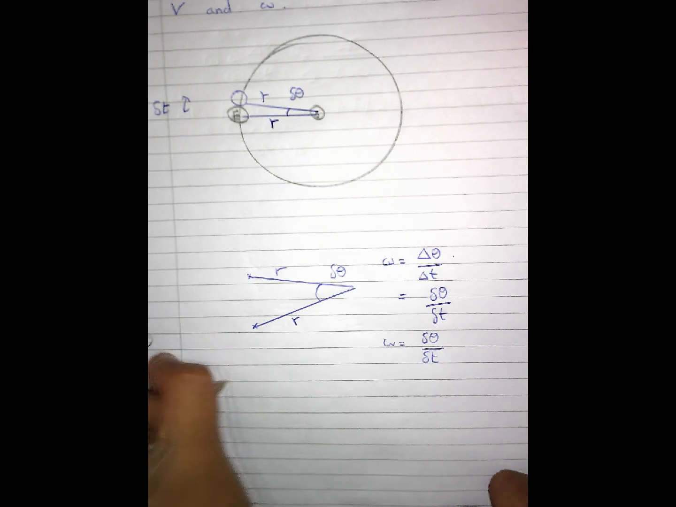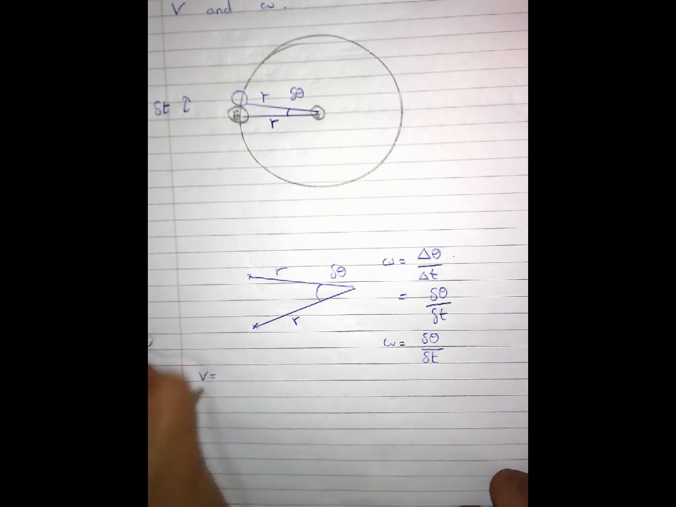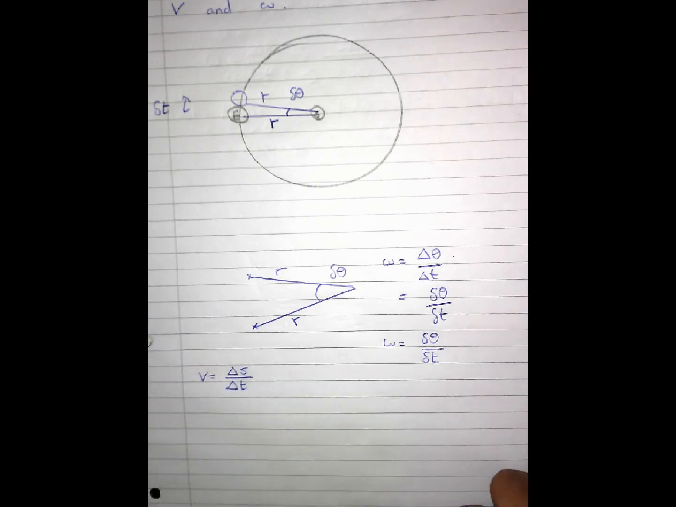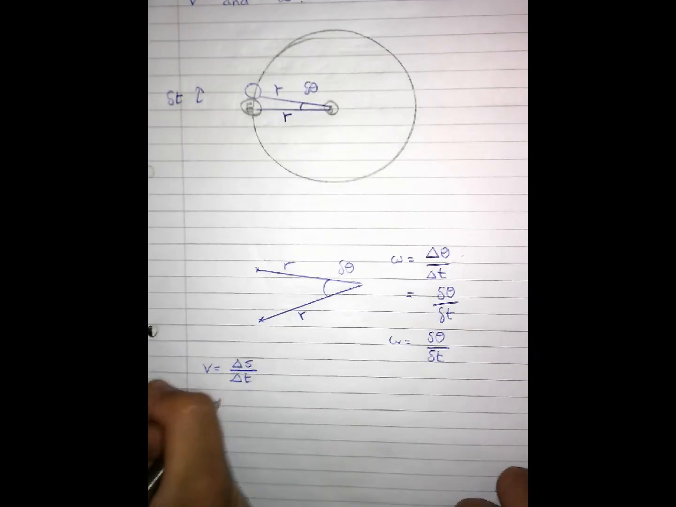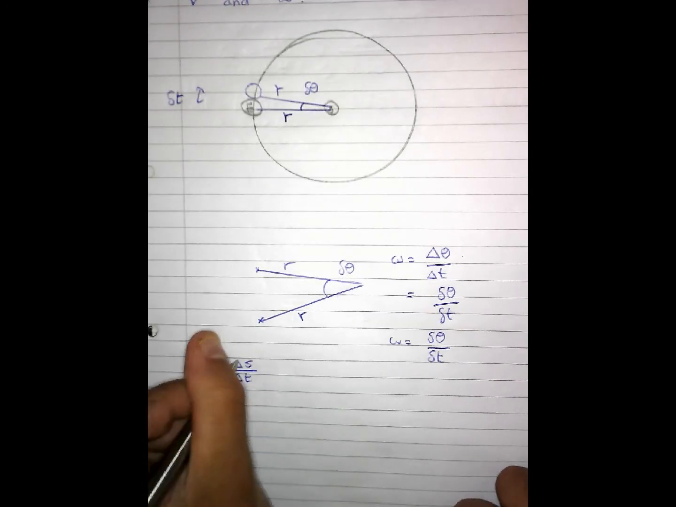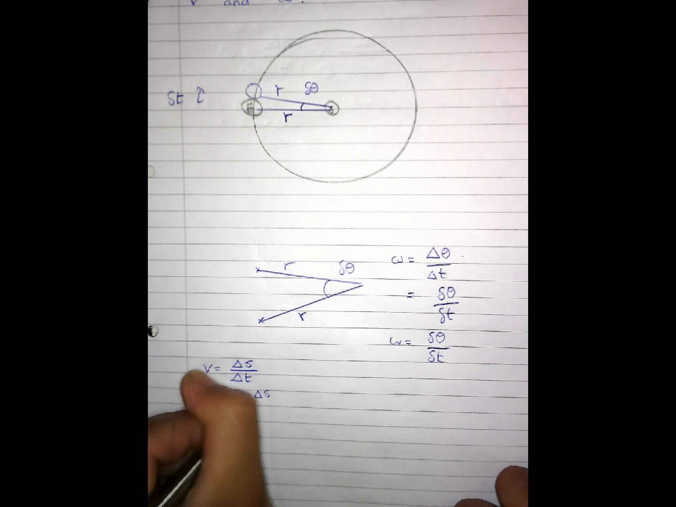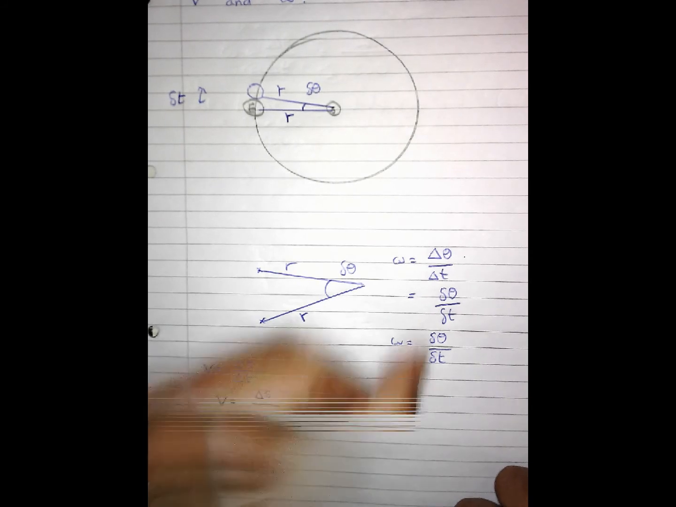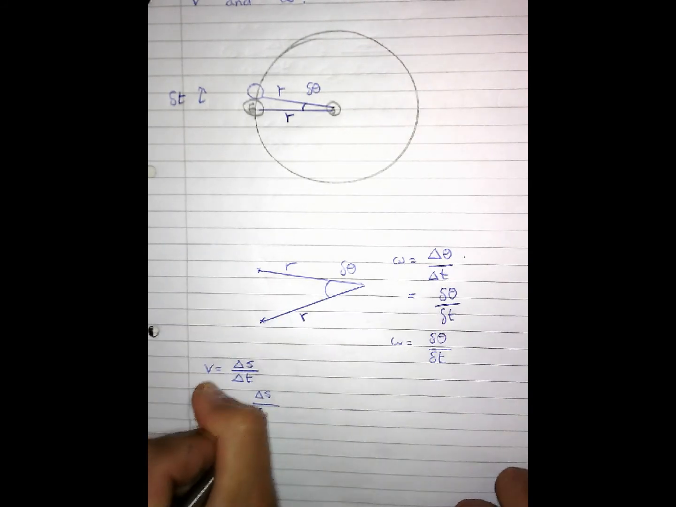For our regular velocity, we know that our definition is the rate of change of displacement with time, delta s over delta t. And in this specific situation, we've got v is equal to our delta s, I'm going to come to that in a second, and then divide that by delta t, which is our small change in time here.